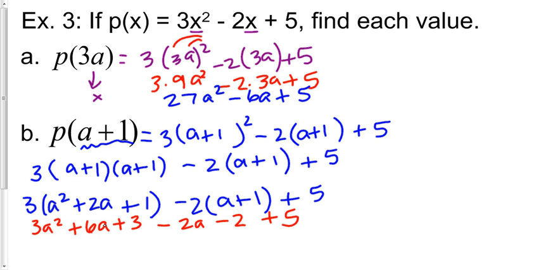So the highest power here is a squared, so we're going to start with 3a squared. Then we've got some a's to put together. 6a minus 2a is positive 4a, and then we've got our constants. 3 minus 2 is 1 plus 5 is 6. So we get 3a squared plus 4a plus 6. That's our final answer.